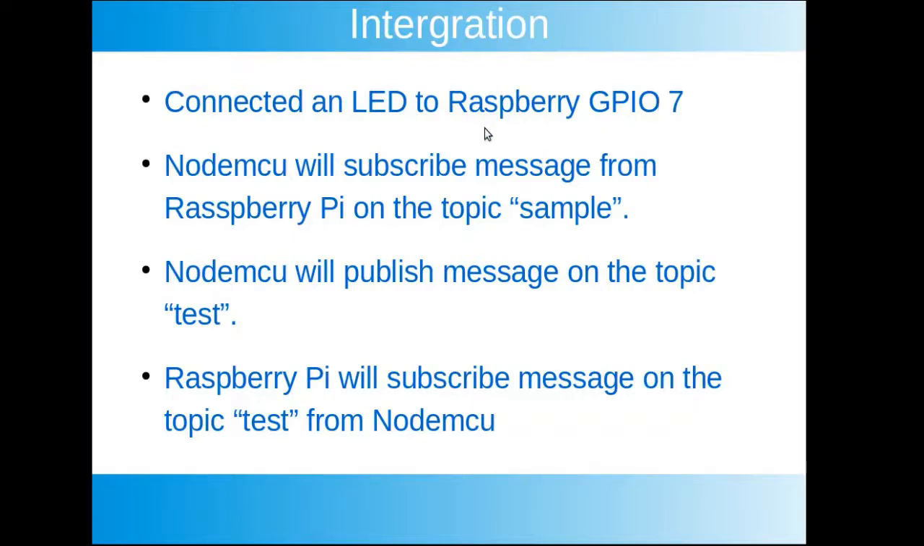On the Raspberry Pi we have to connect an LED on GPIO 7, and the NodeMCU and Raspberry Pi are to be connected to the internet. NodeMCU will subscribe to messages from the Raspberry Pi on the topic sample, and NodeMCU will publish messages on the topic test. The Raspberry Pi will subscribe to messages from the NodeMCU on the same topic. So let's get started on the demo.